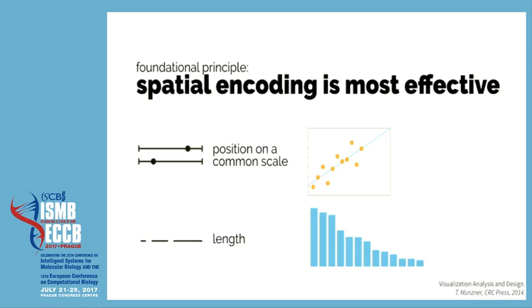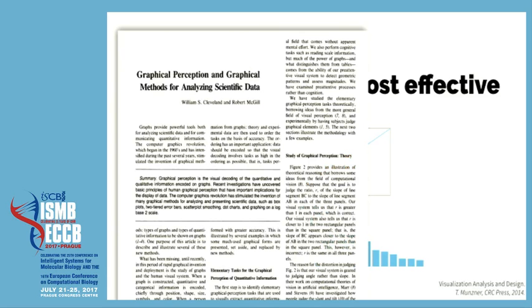Now, we actually know that spatial encoding is the most effective from a number of controlled studies that have been done. The first of which was done by two statisticians, William Cleveland and Robert McGill, back in the 80s. And what they did is they tested a variety of participants on their ability to accurately assess values using a variety of encoding channels that included things like color and angle and spatial position. Their results indicate that the participants were significantly more accurate using spatial encodings than any of the other channels.